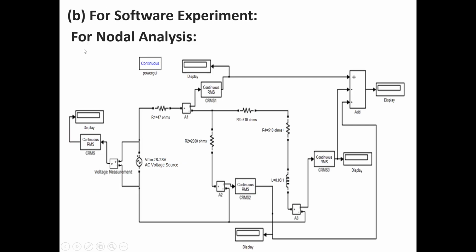For the software experiment for nodal analysis, I have taken the same circuit. You have to take an AC voltage source, and you need a voltage measurement, a continuous RMS block and a display. Since it is nodal analysis, we are going to connect a current measurement across each and every element in each branch. You can see here R1 of 47 ohms, in series to it a current measurement is connected. One of its terminals is connected to the circuit, and the other is the output terminal: this is plus, this is I, this is minus.